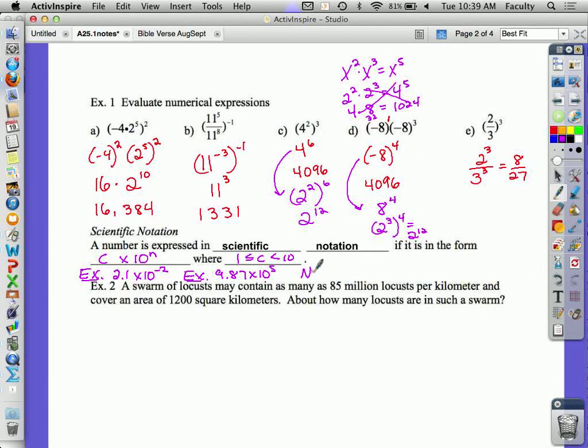Now let me give you a non-example. What if I give you 0.87 times 10 to the 3rd? I mean, I have a times 10 to the 3rd. Why isn't that scientific notation, Andrew? There has to be one number on the left side of the decimal.